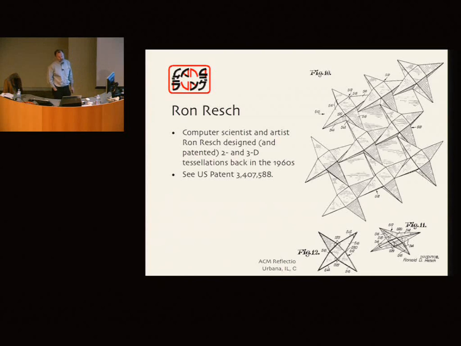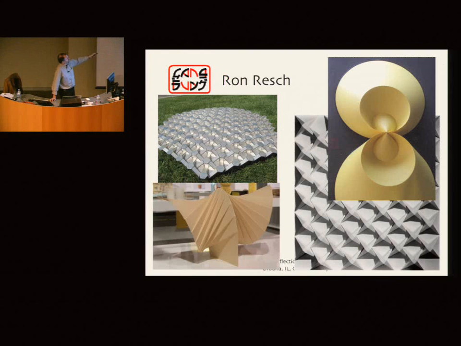Ron Resch, a computer scientist, back in the 1960s, designed and patented periodic folded paper forms like this one and created shapes, periodic shapes, domes, spirals, beautiful curved structures. It was quite the pioneer.